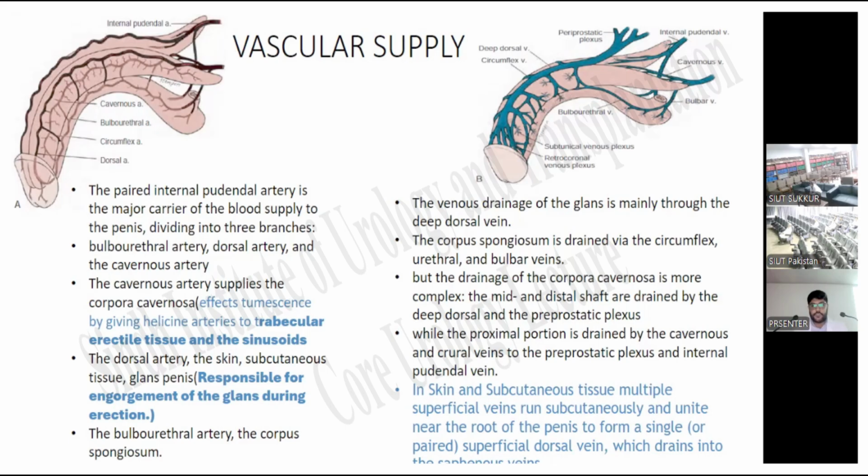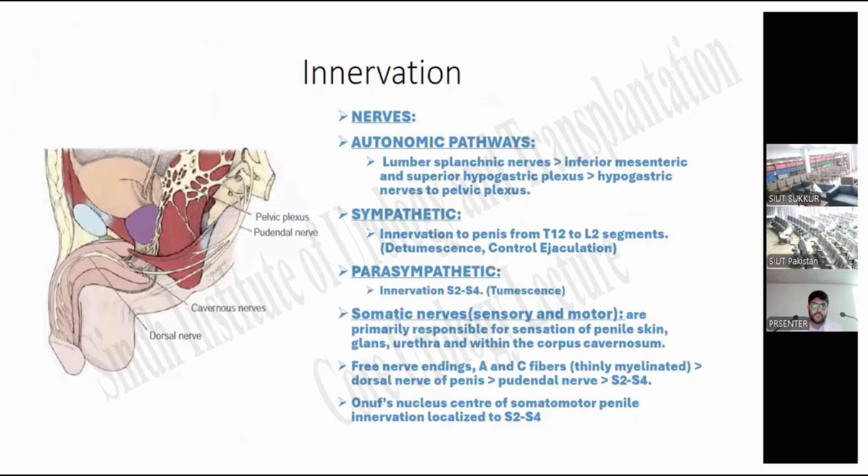In skin and subcutaneous tissue, multiple superficial veins run subcutaneously and unite near the root of the penis to form a single or paired superficial dorsal vein which drains into the penile vein. And innervation. Back to the venous drainage.